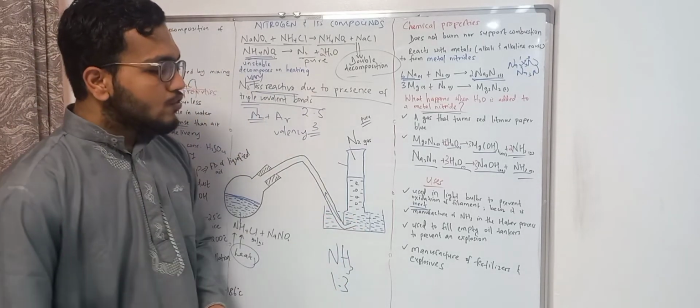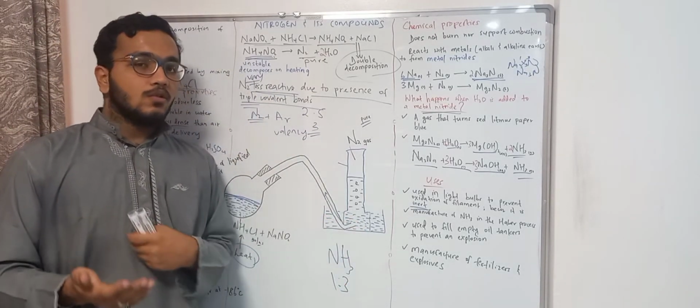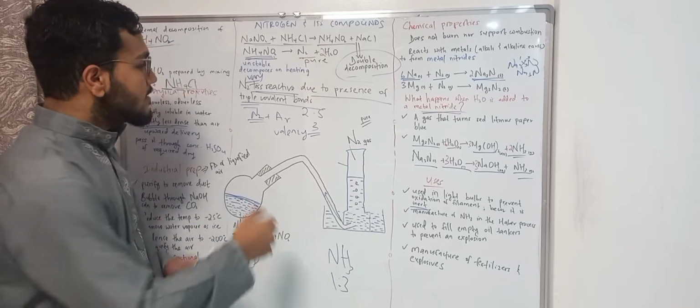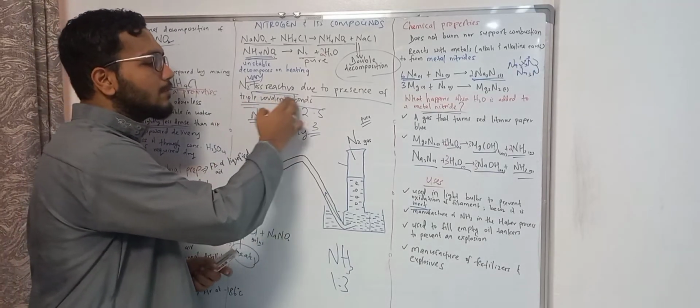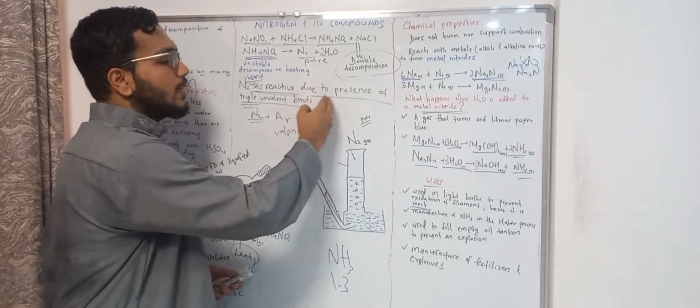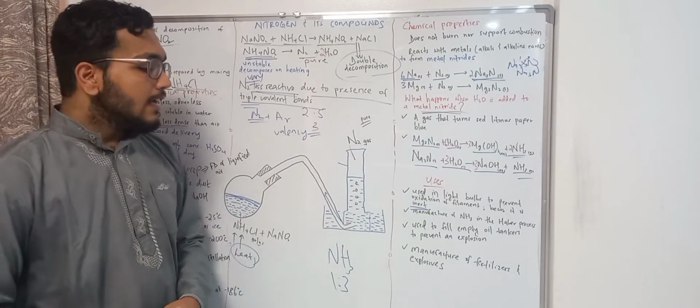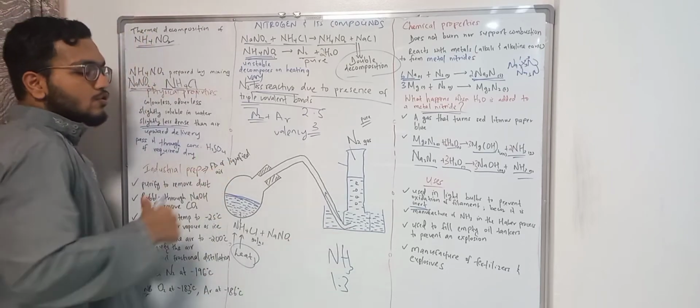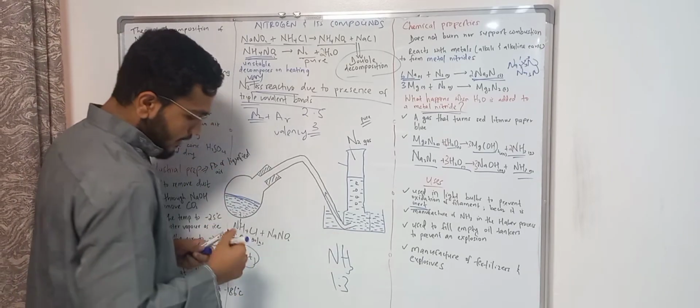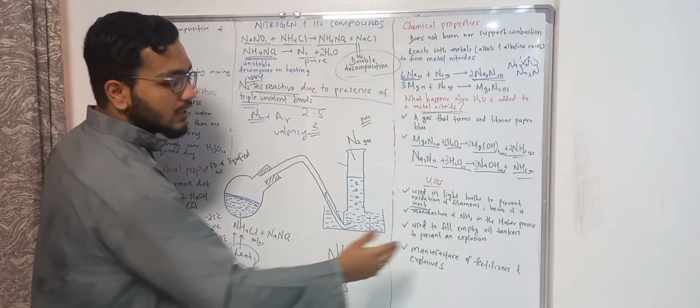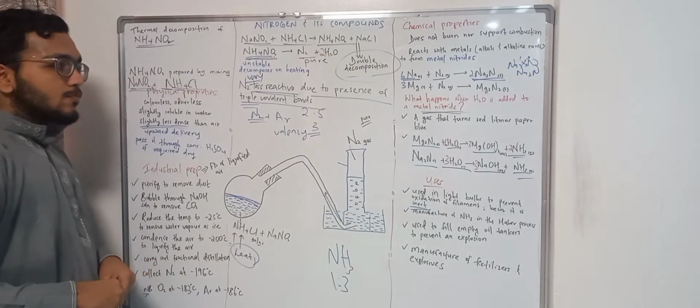Another use is to fill empty oil tankers to prevent explosions. Again, why? It is less reactive. Presence of triple covalent bonds, you can add here, which require a lot of heat energy to break. Manufacture of fertilizers and explosives. Now nitrogen is used to manufacture ammonium nitrate. Ammonium nitrate is used as both a fertilizer and an explosive.